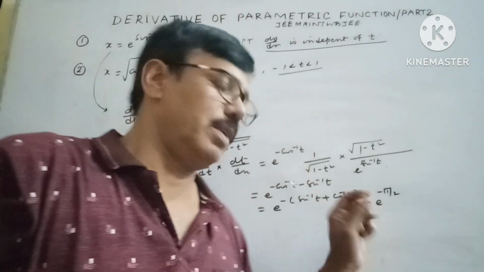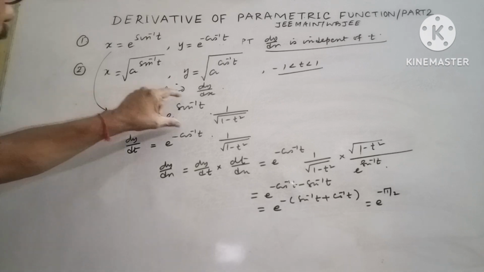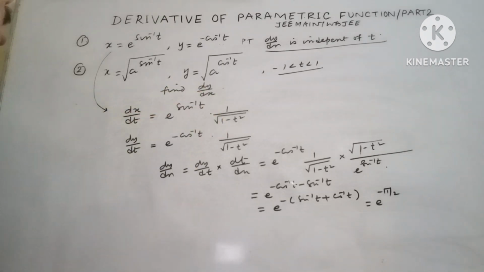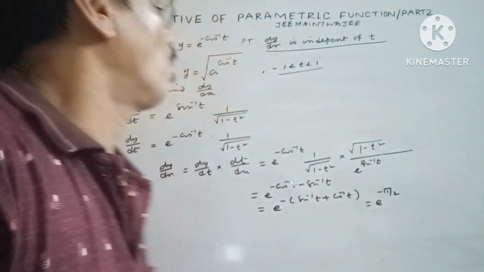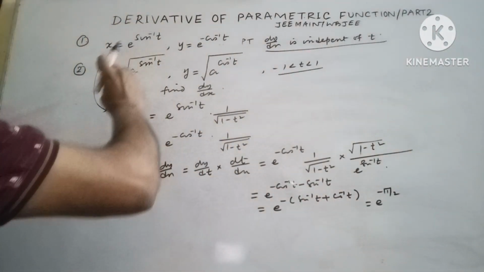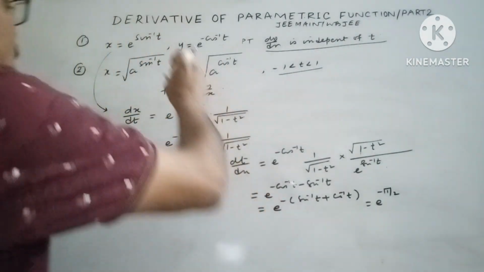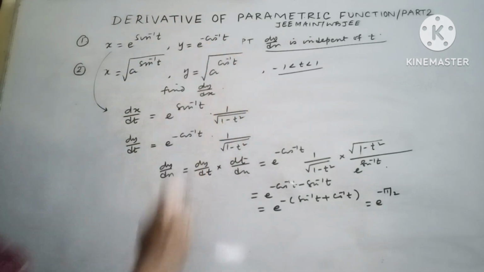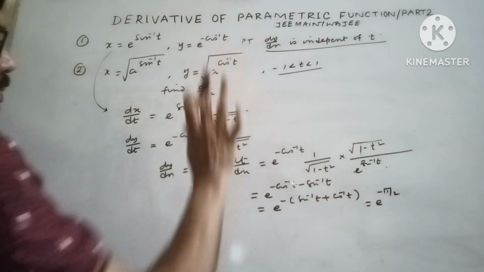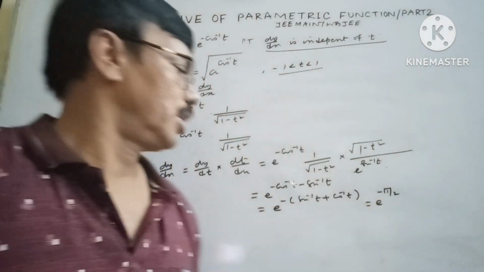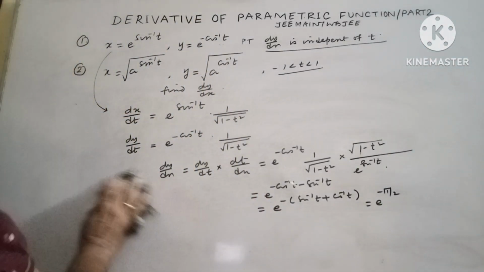So this uses the result of inverse circular functions. The main thing is how to find the derivative of a composite function: e to the power sin inverse t, d by dt of sin inverse t, e to the power minus cos inverse t, d by dt of minus cos inverse t. So the answer is e to the power minus pi by 2.